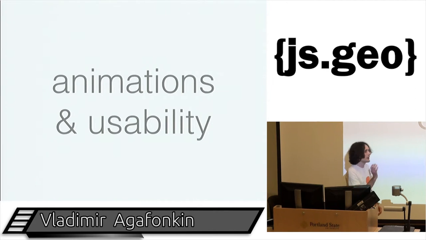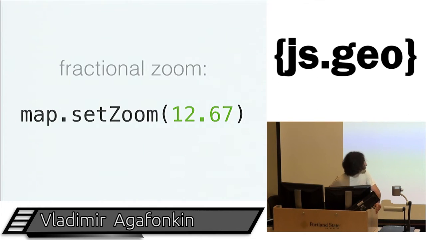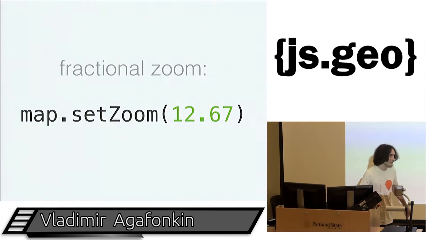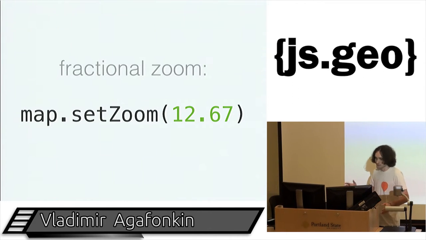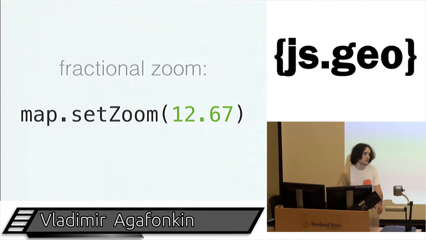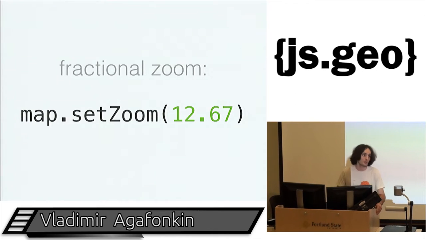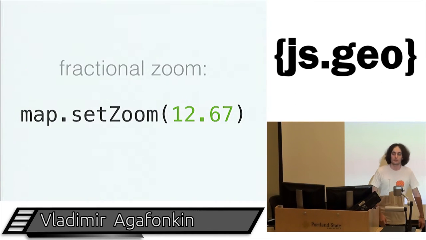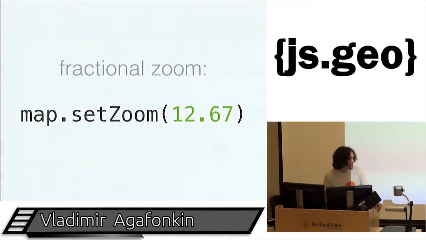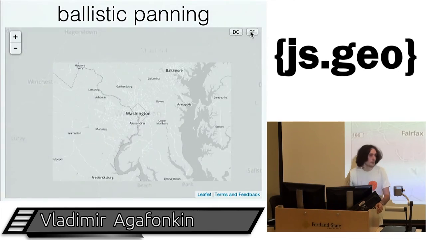So first I'm going to talk about animations and usability improvements. And the first feature that Leaflet 1.0 will finally have, and it has been requested lots of times for all those years, is fractional zoom support. So you will be able to set any zoom level you want, and it will just work as expected. Leaflet will still be optimized for integer zoom levels, but if you need this functionality, you can use it without any problem.